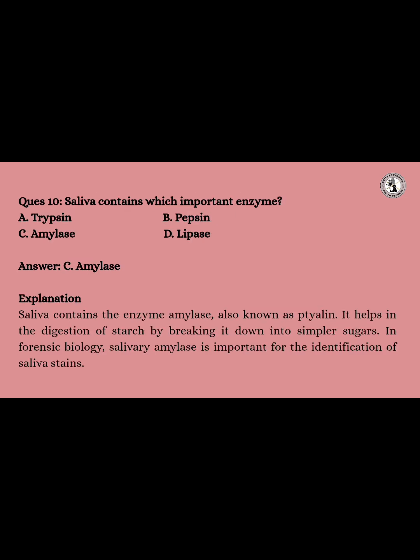Our next question is, saliva contains which important enzyme? Option A, trypsin, B, pepsin, C, amylase, D, lipase. Answer is C, amylase. Explanation: saliva contains the enzyme amylase, also known as ptyalin. It helps in the digestion of starch by breaking it down into simpler sugars. In forensic biology, salivary amylase is important for the identification of saliva stains.